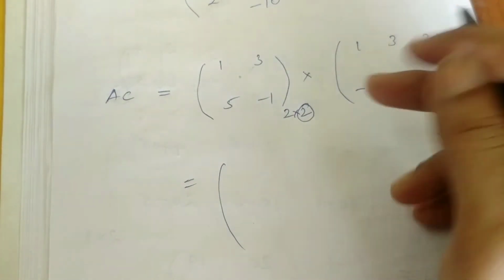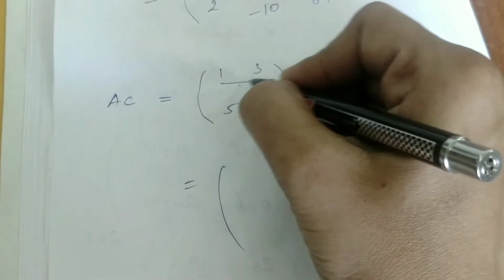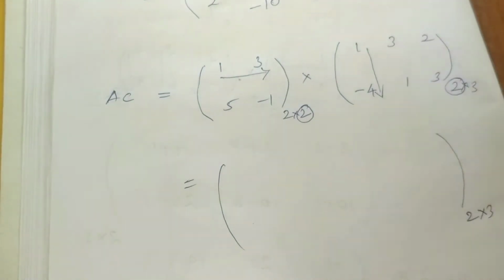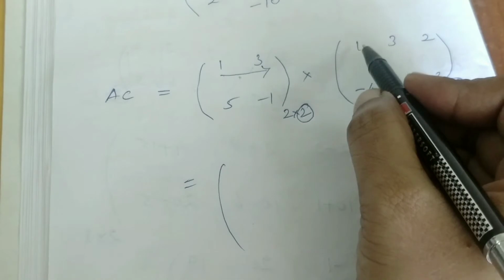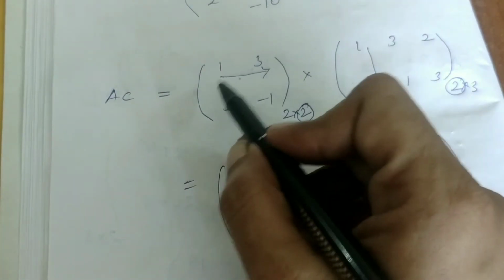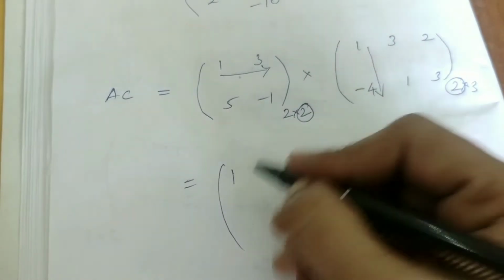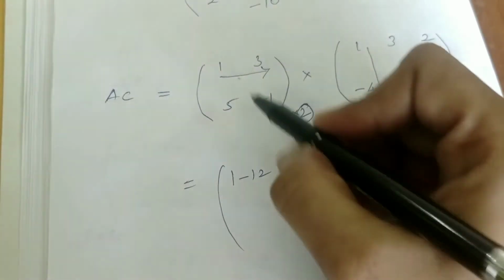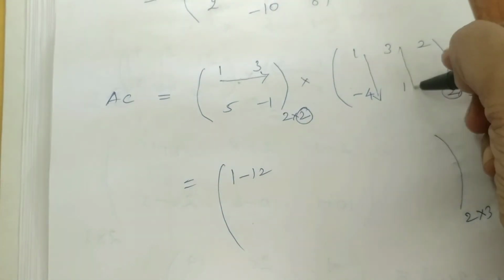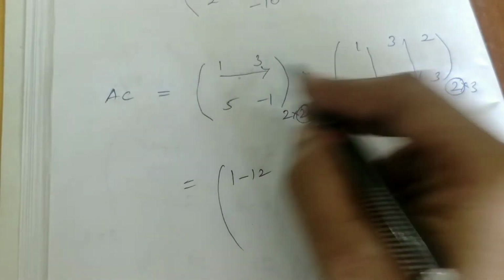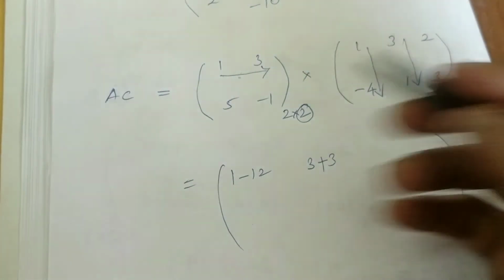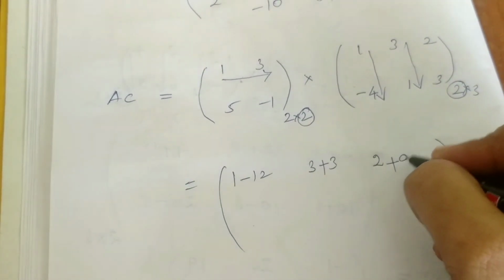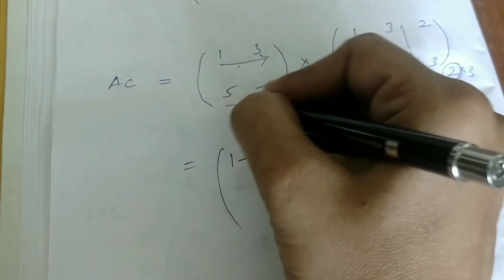Okay. Now we are going to multiply both the matrices. So take first row, multiply the first row by each and every column of the second matrix. First row, first column. Multiply first row with first column. 1 into 1, 1. 3 into minus 4, minus 12. So first entry is over. Come to the second entry. Multiply the first row with second column. 1 into 3, 3. 3 into 3, 3 into 1 plus 3. Again first row, third column. So 1 into 2, 2 plus 3 3s are 9. That's all.